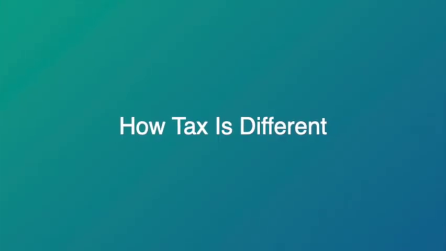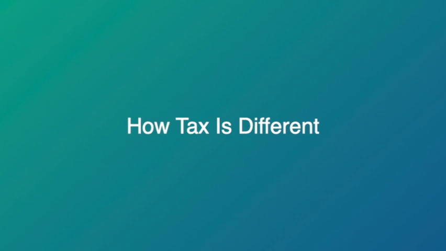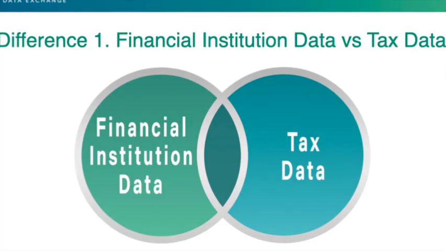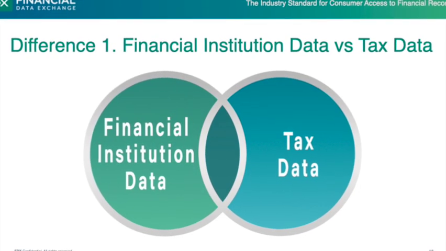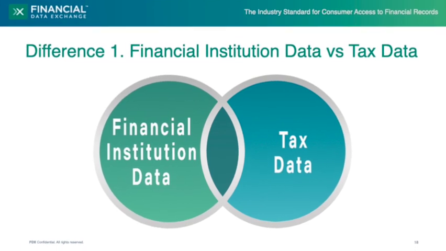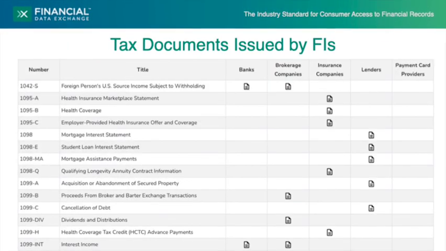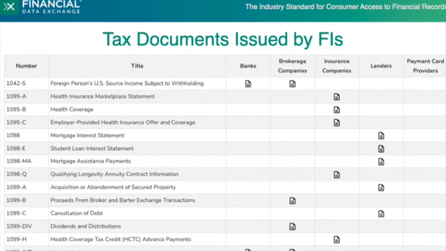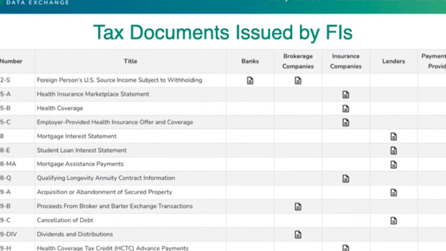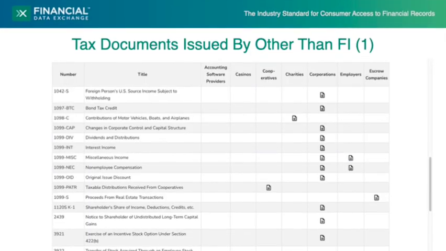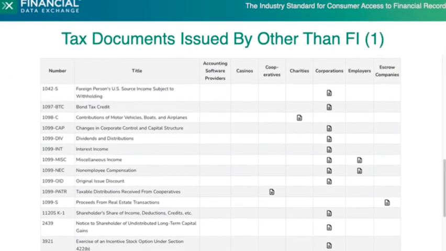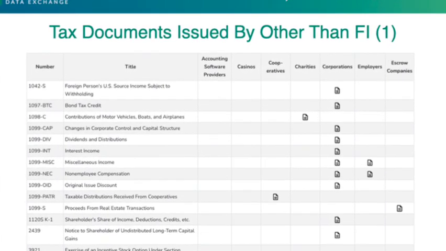FDX tax is different than FDX banking and investments in a number of ways. The first difference is that tax data extends outside the realm of data produced by financial institutions. Yes, there is a long list of tax documents issued by financial institutions. However, there is an even longer list of documents issued by other types of companies.